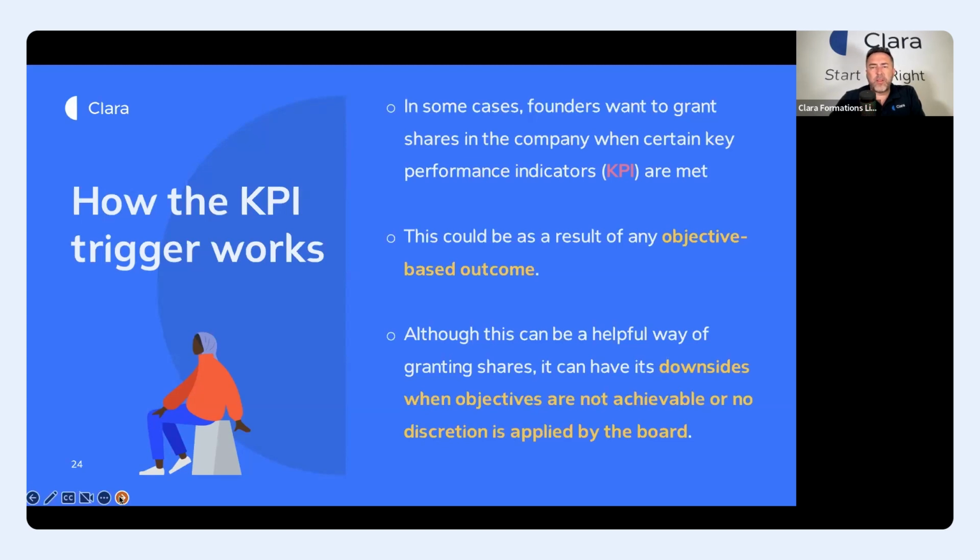The risk with a lot of these KPI ones is where someone says, we want 100 customers, and if you do 100 customers, you get this amount of shares. The problem is, what happens if they get 89 customers? Do they get a pro rata amount of the shares that were allocated to them? A lot of the devil's in the detail here, and so there does need to be a level of discretion from the board when doing this.